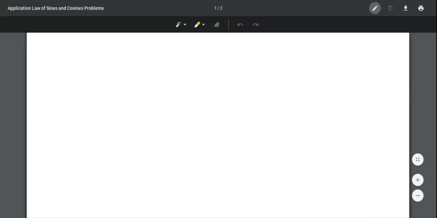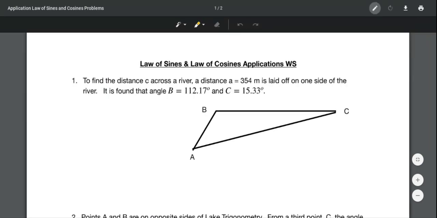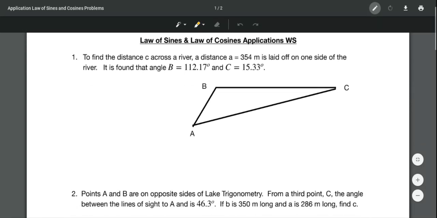Good morning, CP Pre-Calc. Today we are going to work on application problems where we're going to use law of sines and law of cosines. So nothing new except some real life application problems. We have our worksheet, which is attached below this video, the law of sines and law of cosines application worksheet.